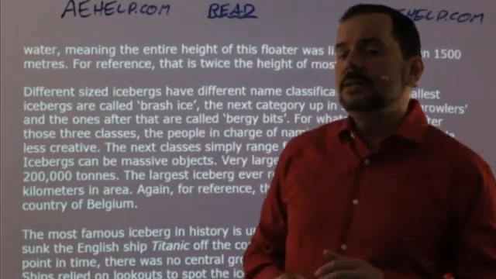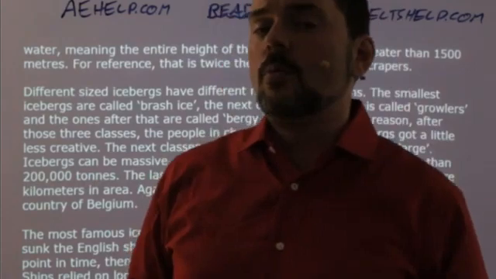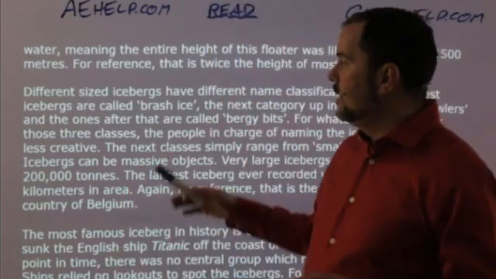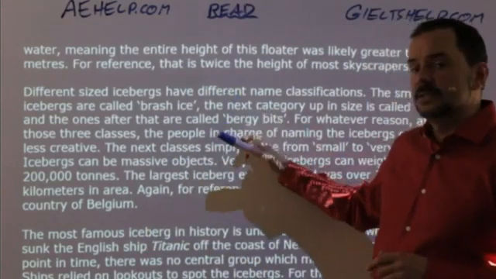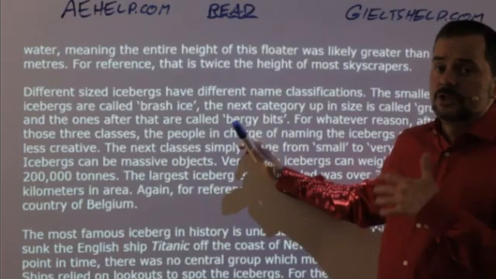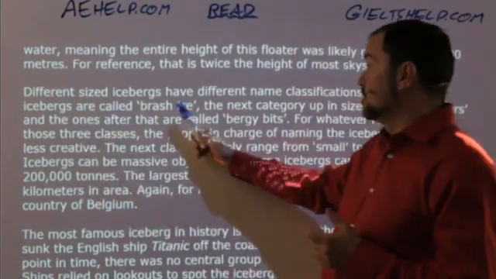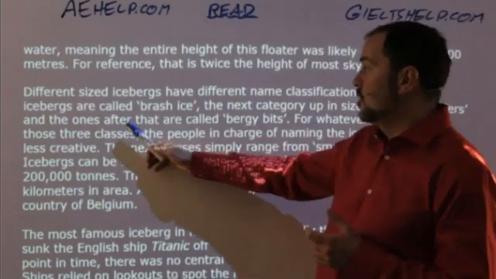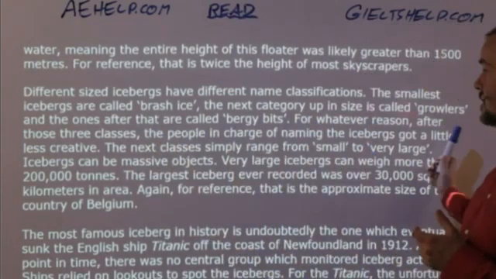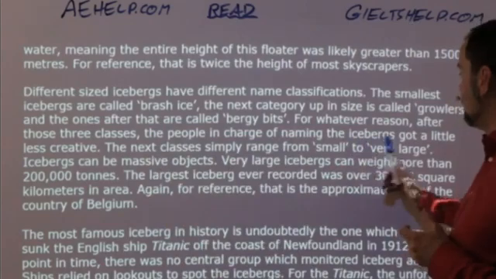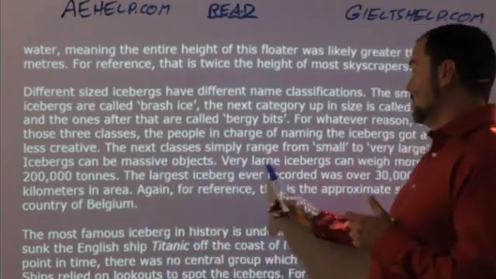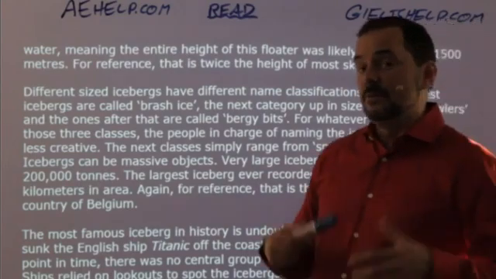I am paying attention to one important detail while I'm reading. Did anybody catch what that is? While I'm reading these paragraphs and sentences, I'm not reading super fast. If I were reading super fast, I would be reading like: different size iceberg have different name classifications. The smallest iceberg are called brash ice. The next category up in size is called growlers, and the ones after that are called icebergy bits. So I'd be reading like that if I were rushing.